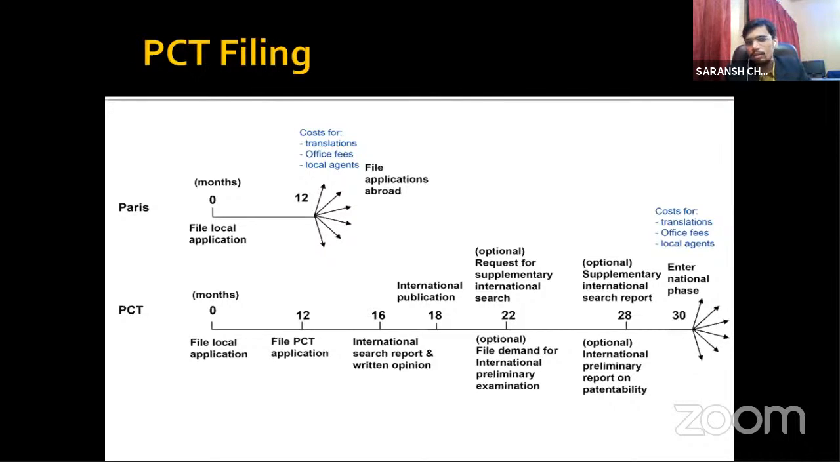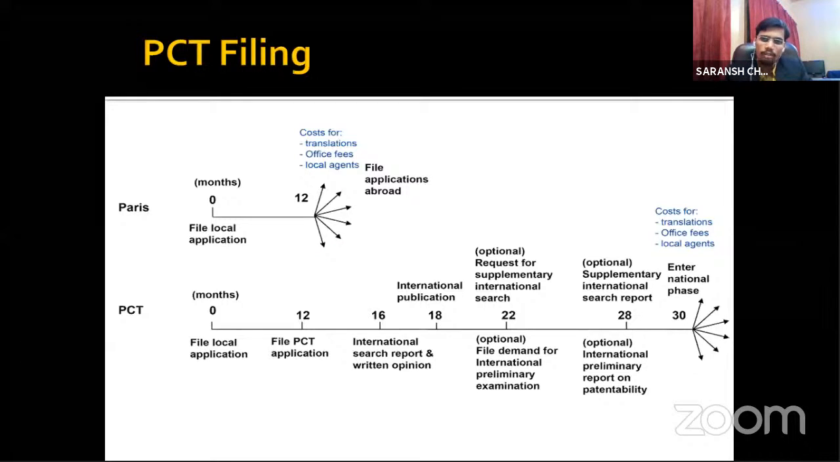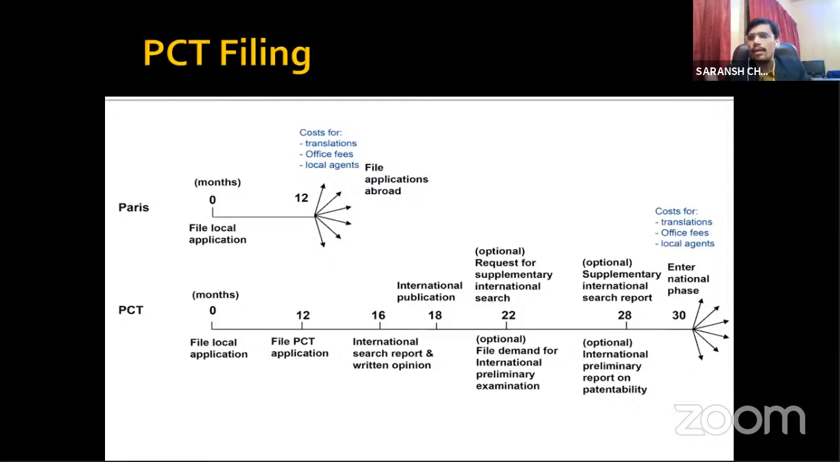You can do it, you can pay the fees. Let's say you have an international search report, but you think you require a deeper search, something more, right? So you can file a request for a supplementary international search, whereby they will provide you another search for the PCT application, right? So the international search report is fine, but if you want to go deeper, then you can request a secondary or supplementary international search. It is optional, no need to worry about it.